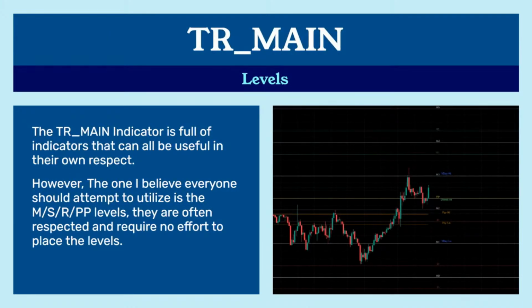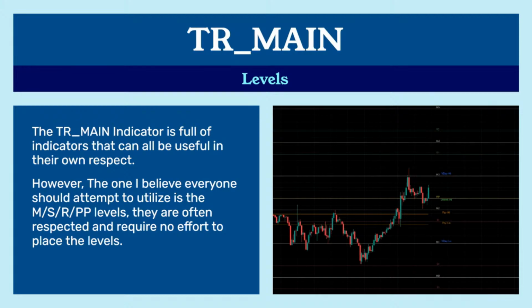Now, moving on to the next one. This one is a specific indicator. It's called TR_main, right? That's the name of the indicator. You can look it up. If you want me to send it to you directly, you can DM me. But I've used this for years.